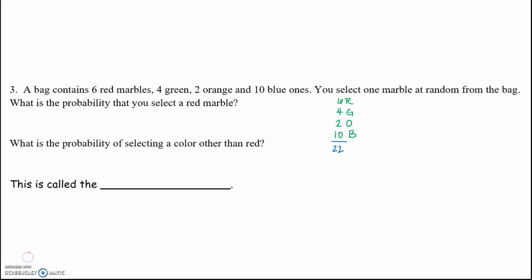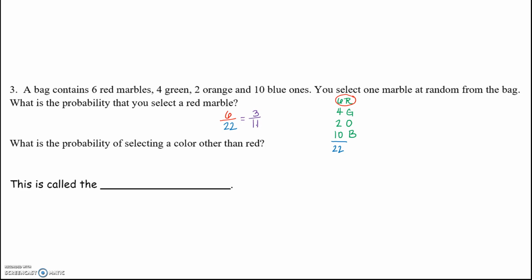Okay, so we're looking for red. So there's 6 red out of 22 marbles. Okay, and again, you're always going to put your probability in simplest form. So 6 over 22, we can divide them both by 2. We get 3 out of 11.